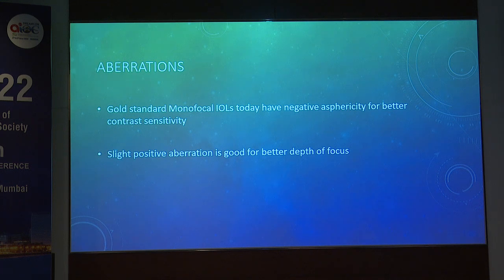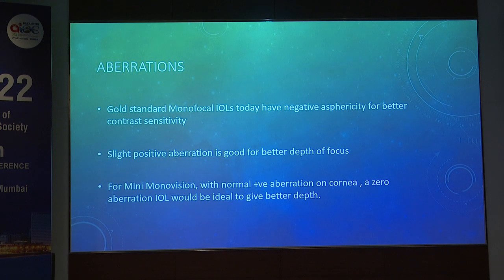But having said that, a slight positive aberration is always good for better depth of focus, and that is why for a mini monovision with a normal positive aberration on the cornea, which is usually about +2, a zero aberration IOL will be a good option to give that better depth of focus. So if you give better depth of focus to these monovision patients, the near vision also will get corrected. So you will be able to give patients distance, intermediate, as well as near in the non-dominant eye, because of that depth of focus.